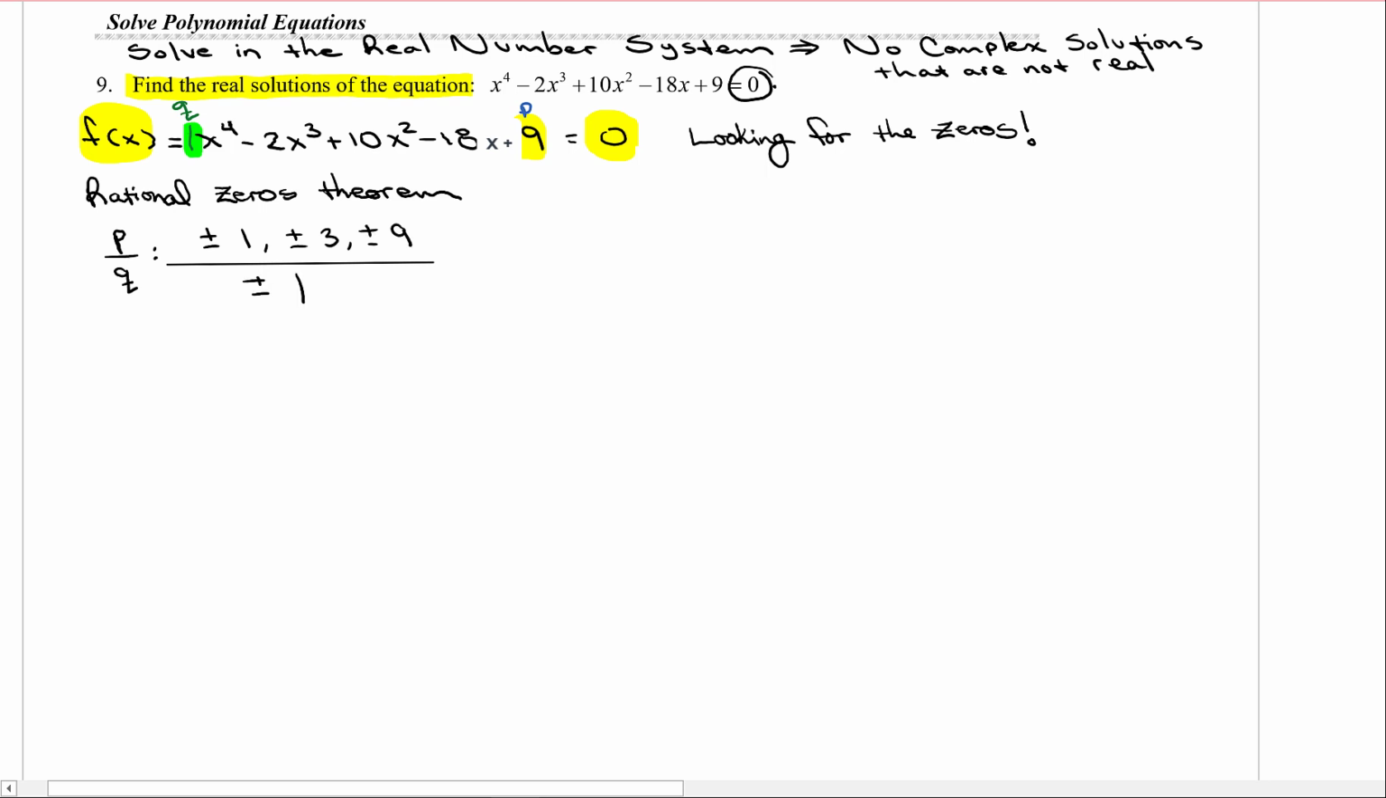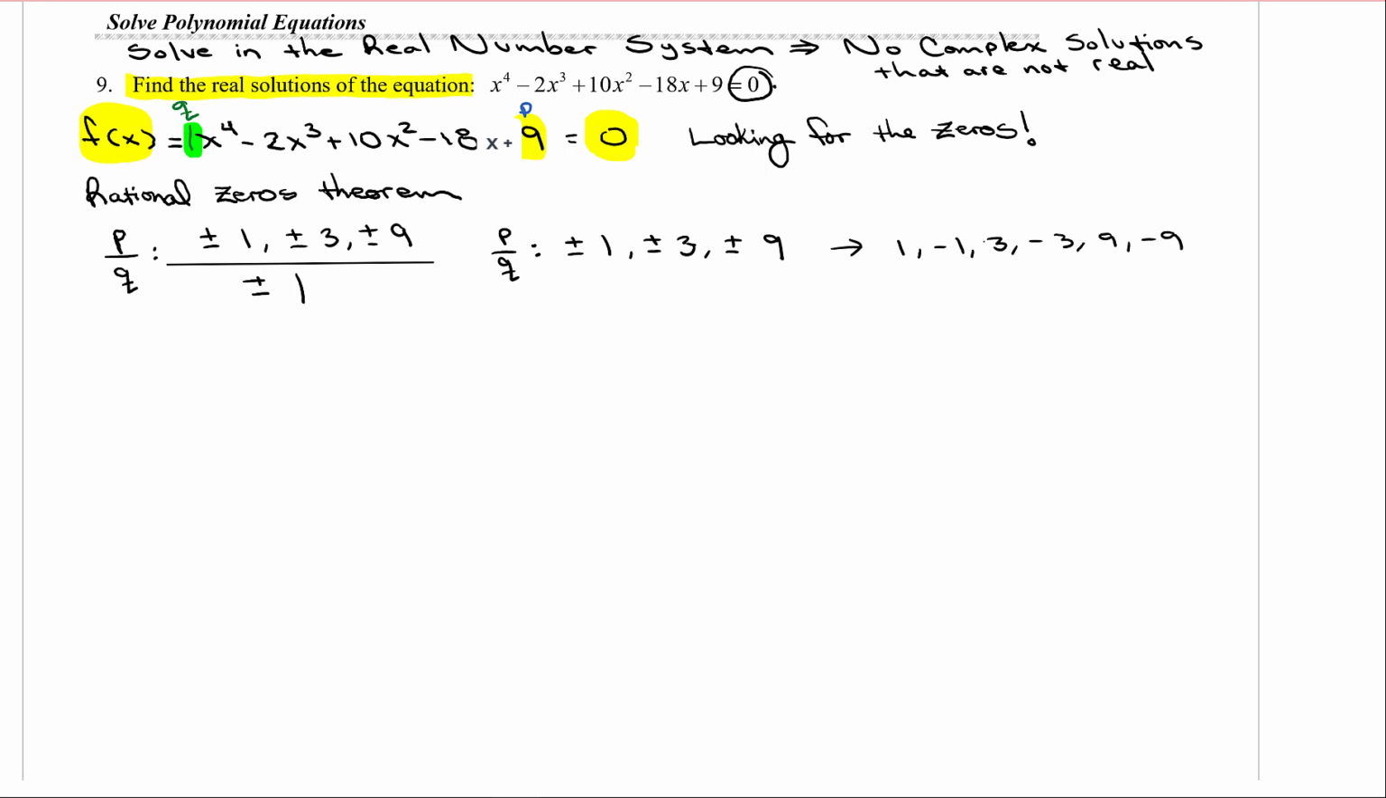Awesome. And then for the q, plus or minus 1. Let's write down all our possibilities: plus or minus 1, plus or minus 3, plus or minus 9, and that's it. Those are all our possible simplified ratios that we can get when we have our p over our q's here. So basically we've got 1, negative 1, positive 3, negative 3, positive 9, and negative 9. Six possibilities for our rational zeros.